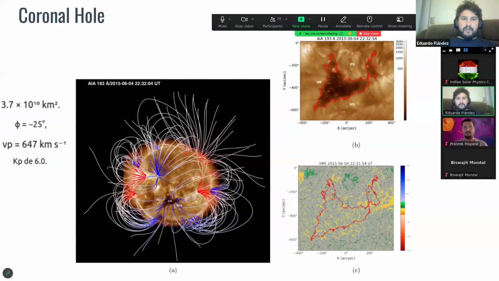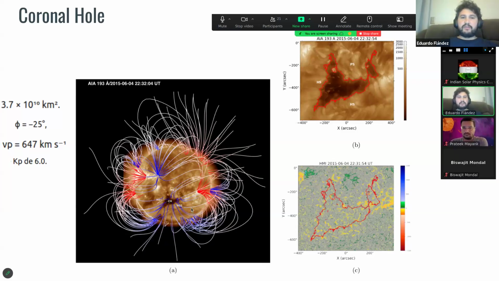For this purpose, I am showing you this coronal hole in this time period. The white lines are the PFSS, the potential field source surface model, and then you can identify different structures in this coronal hole. Coronal holes are regions of open magnetic field lines, and they are the source of high speed solar wind streams. The boundaries are highly dynamic and continuously evolving due to the magnetic interaction with the surrounding plasma.